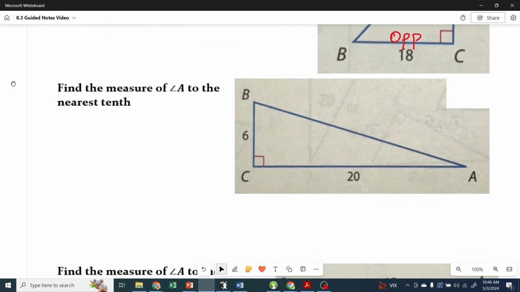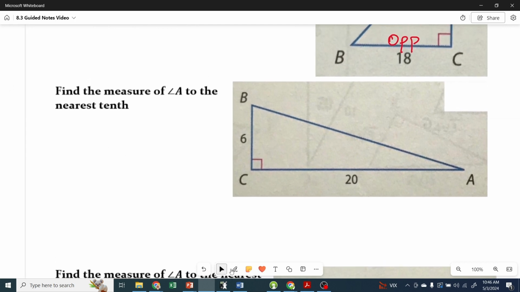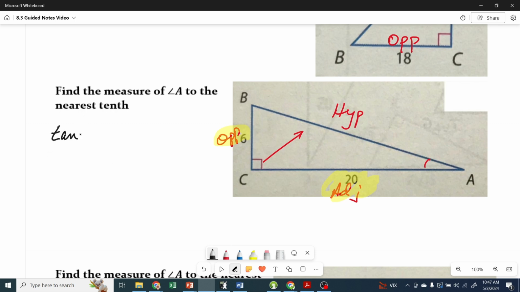Alright, let's do another one. We're going to find the measure of angle A again. Again, it helps to label things. So here's my hypotenuse, here's opposite, and here's adjacent, and here's angle A. And of course, we're going to have to work with opposite and adjacent, which is tangent. So tangent -1 is equal to the opposite, which is 6, over 20. And that should give us angle A.